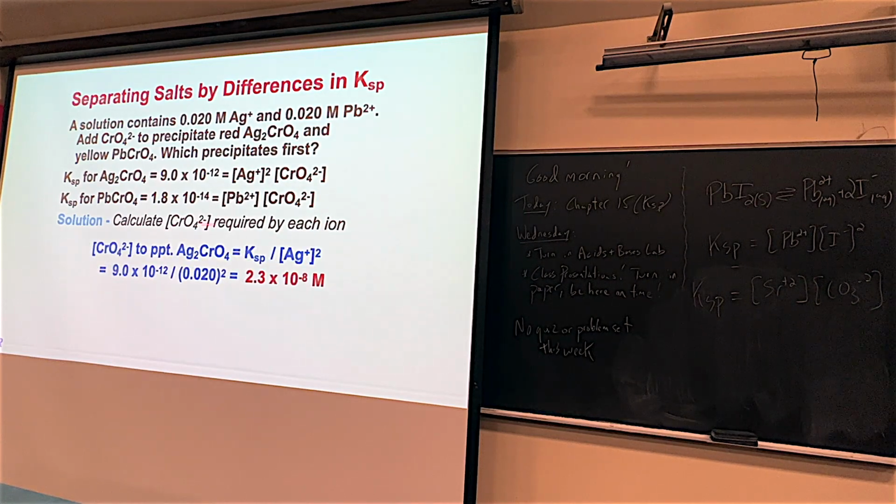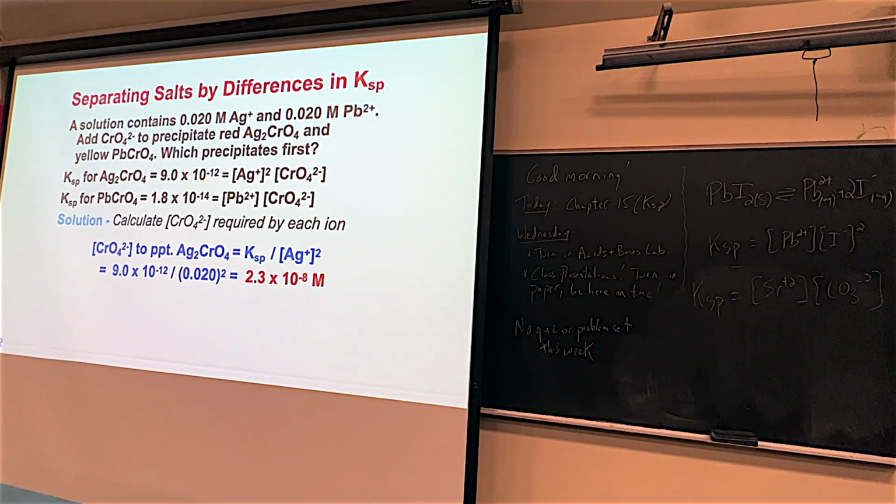So for the Ag2CrO4, here's our KSP. That equals silver ion squared times chromate. We want to solve for chromate, so we're going to divide by the silver ion squared. So the KSP for silver chromate divided by silver ion squared, 2.3 times 10 to the minus 8 molar chromate is required to make Ag2CrO4 precipitate. And that's not a very big number. It's not going to be hard to go more than that number to make Ag2CrO4 precipitate.